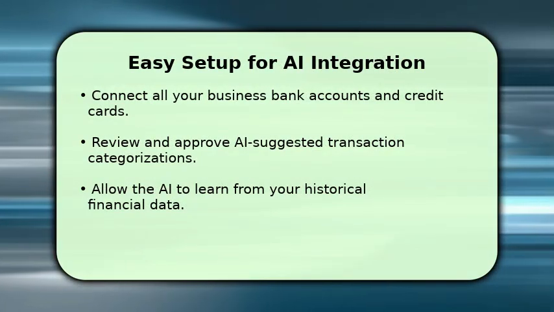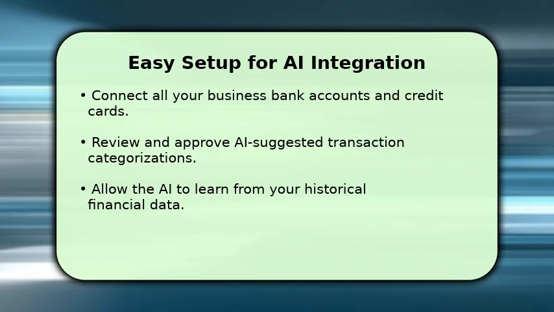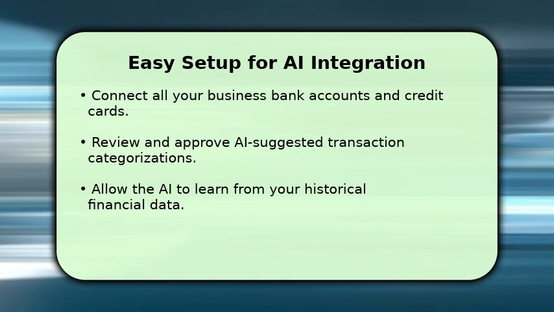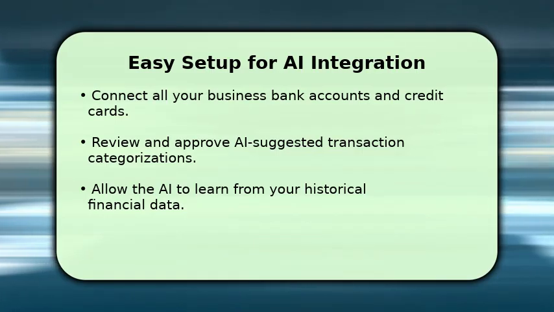Getting started with QuickBooks AI is straightforward. First, connect all your business bank accounts, credit cards, and payment processors to provide the AI with comprehensive data. As the system begins to suggest transaction categorizations, it's crucial to review and approve them. This process helps the AI learn your specific business patterns, improving its accuracy over time. Make sure to explore the new AI-powered banking page, designed for efficient transaction management and insights.